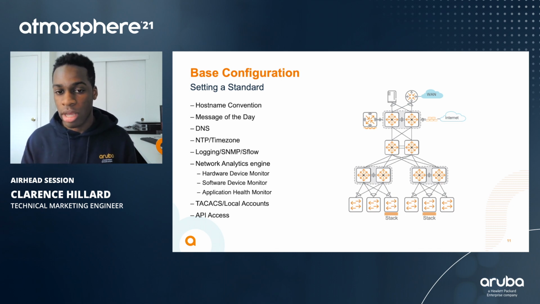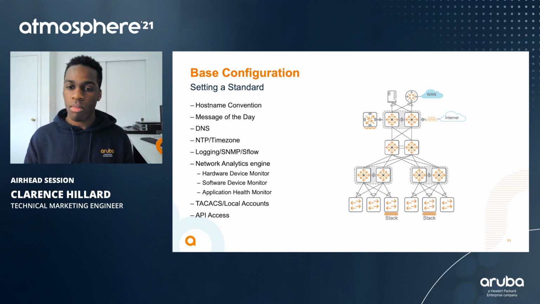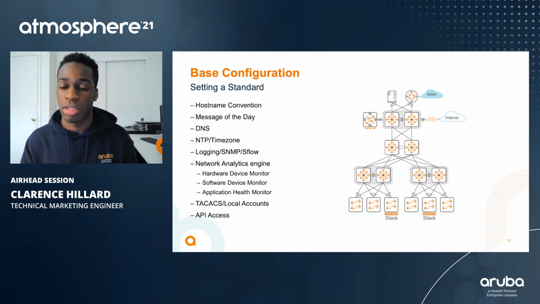Now you have the application health monitor, which works hand in hand with the IP SLA feature on the switch. And this will allow you to actually monitor particular applications and see the service level on your network and see if they're good or bad. So there are 3 scripts I'd recommend checking out on CX devices.